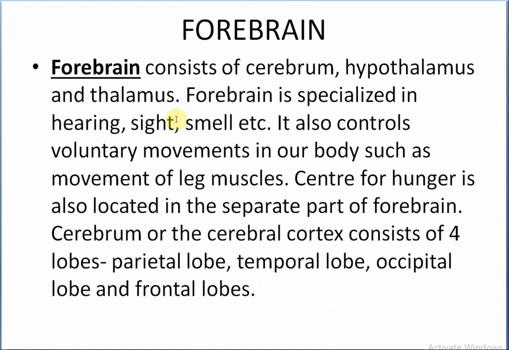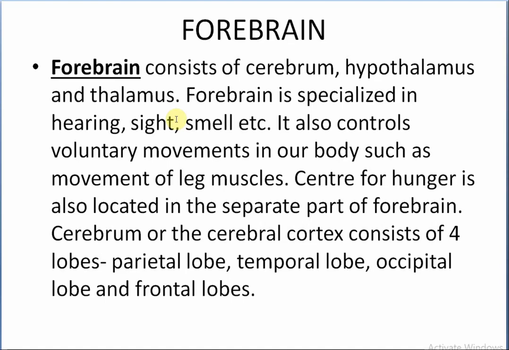So let us see what this forebrain is. The forebrain consists of the cerebrum, hypothalamus and thalamus. The forebrain is specialized in hearing, sight, smell, etc. That means there are specific parts for hearing, for sight, sight means seeing, and for smell. It also controls voluntary movements in our body, such as movement of leg muscles.